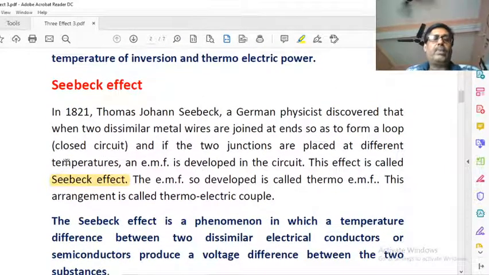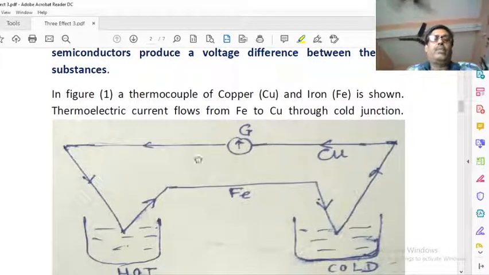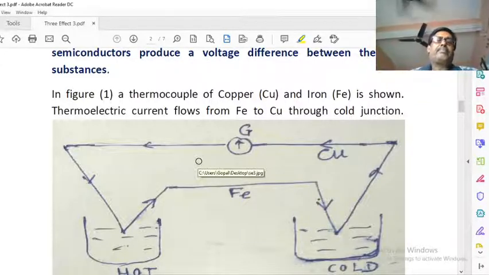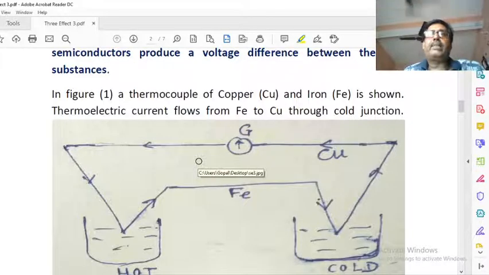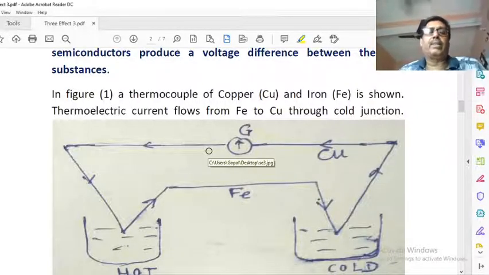What is Seebeck? To understand the Seebeck effect, what we do here is take two metals. Seebeck effect means when a temperature difference is maintained, current is produced. Not current, you may say EMF is developed, so current flows in the circuit. Okay, so temperature, meaning thermal or heat, converts into electricity. This is the result of the Seebeck effect.